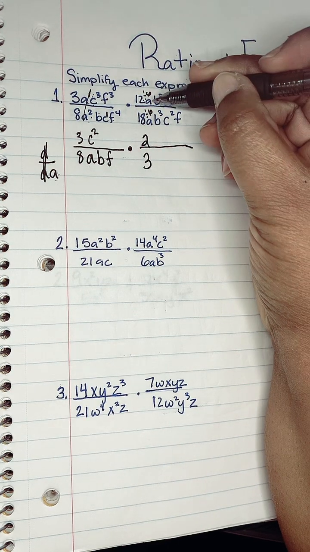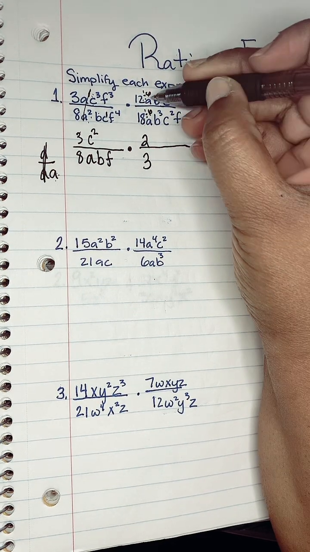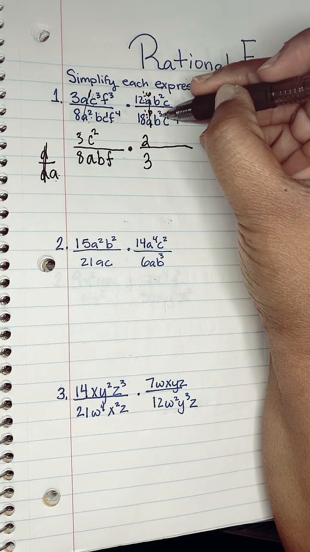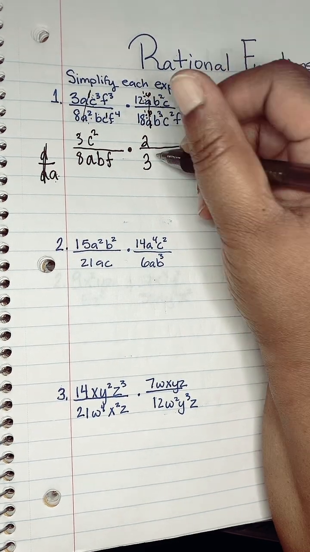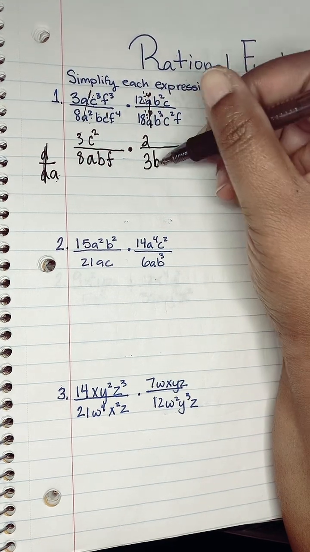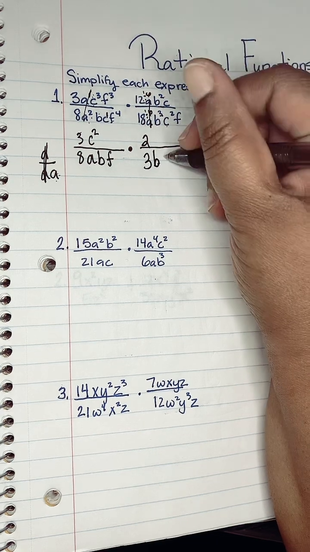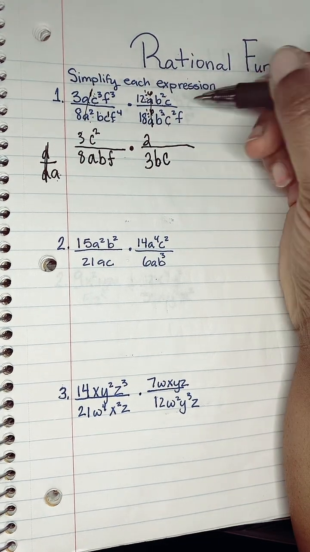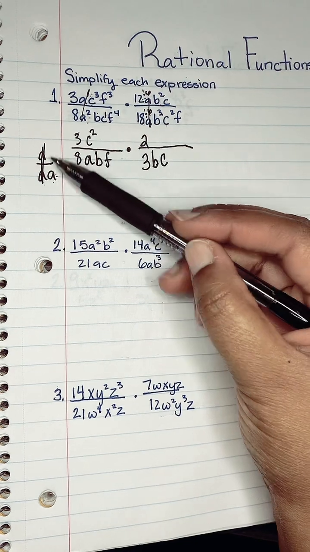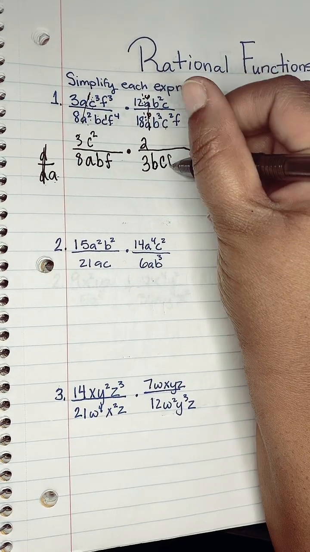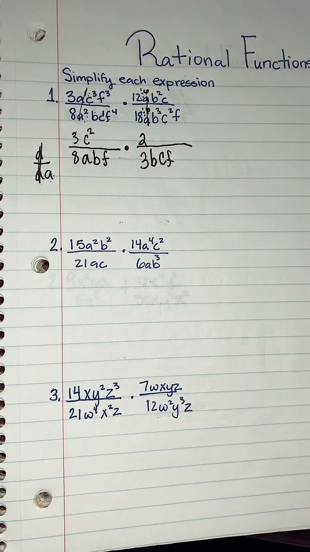Okay. Now we have A over A, which cancels. We have B to the second over B to the third, so we have 1 B left on the bottom. Here we have a C on top, C to the second. We have 1 C left. Remember, it's just like the example that we did with the A's. And then we have 1 F by itself.